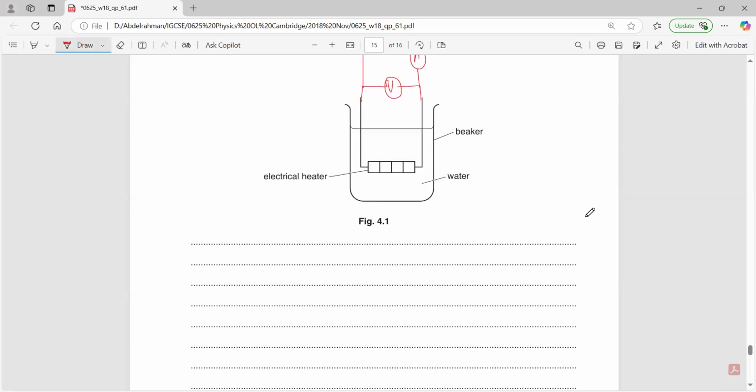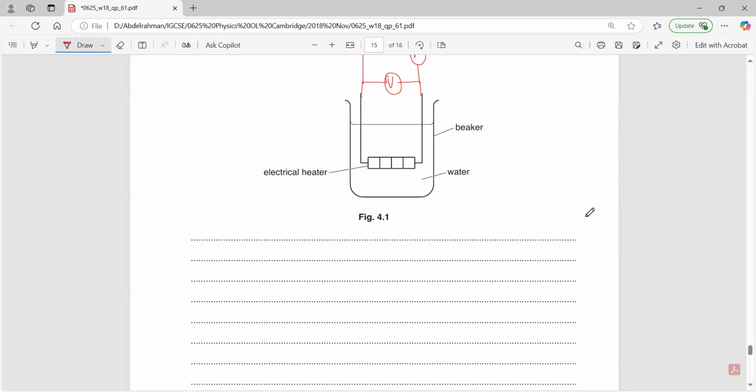We have 7 steps. We need to write them down. I don't think we write them all down because we won't write down the apparatus, but we can write down most of them. First of all, we have to say what the range of values is. What is the independent variable? The independent variable is the power.